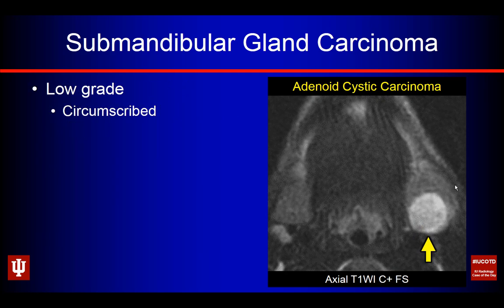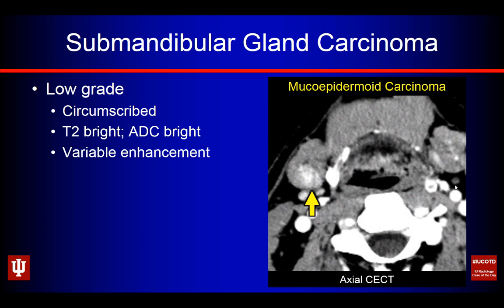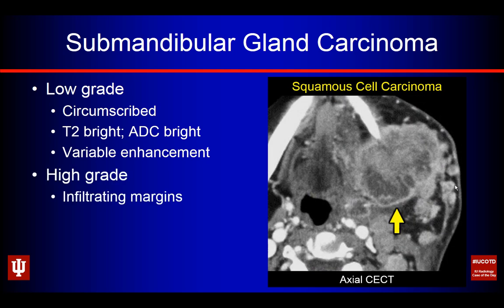So, submandibular gland carcinomas, what do they look like? Well, when they're low grade, they tend to be a bit more circumscribed. This is a very circumscribed mass that we're looking at here. They tend to be T2 bright, even a bit ADC bright when they're low grade. So ADC is not perfect. Enhancement tends to be variable. Here's one that's got some heterogeneous enhancement on CT. But as you transition to being a high-grade tumor, they become more infiltrating and invasive, maybe necrotic in appearance. They will have portions that are lower in T2 signal and lower in ADC signal due to cellularity.